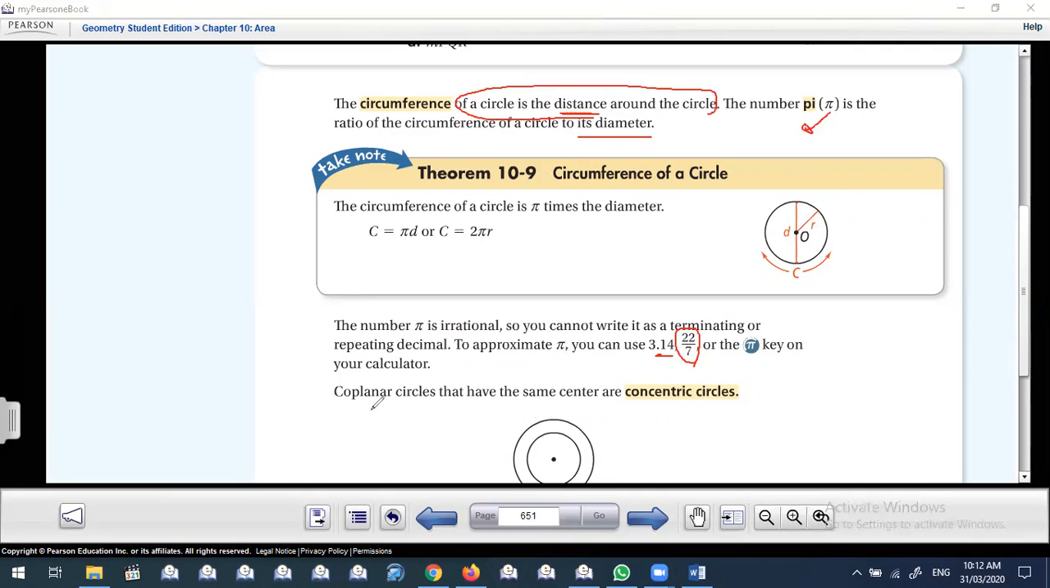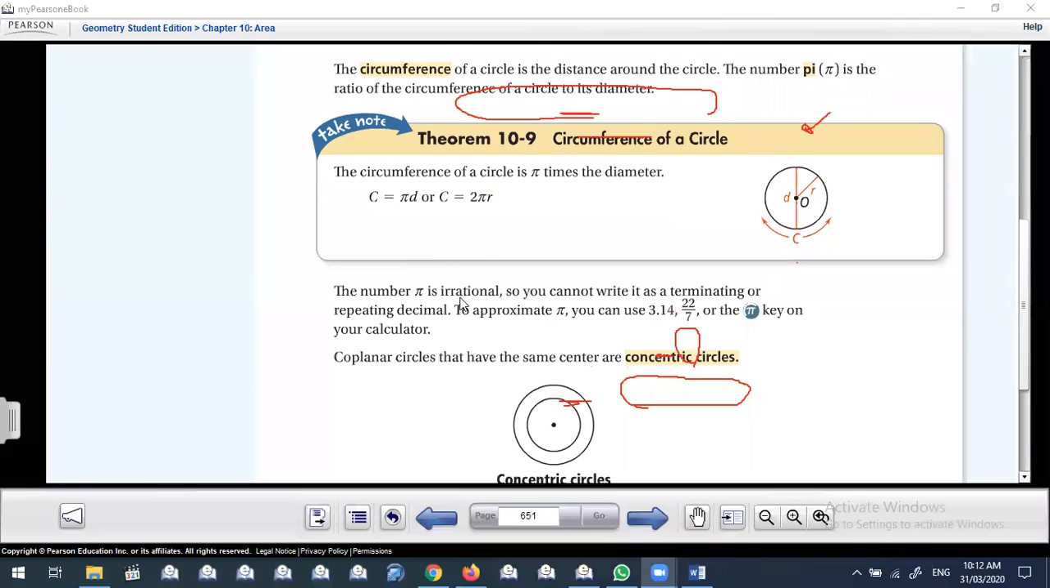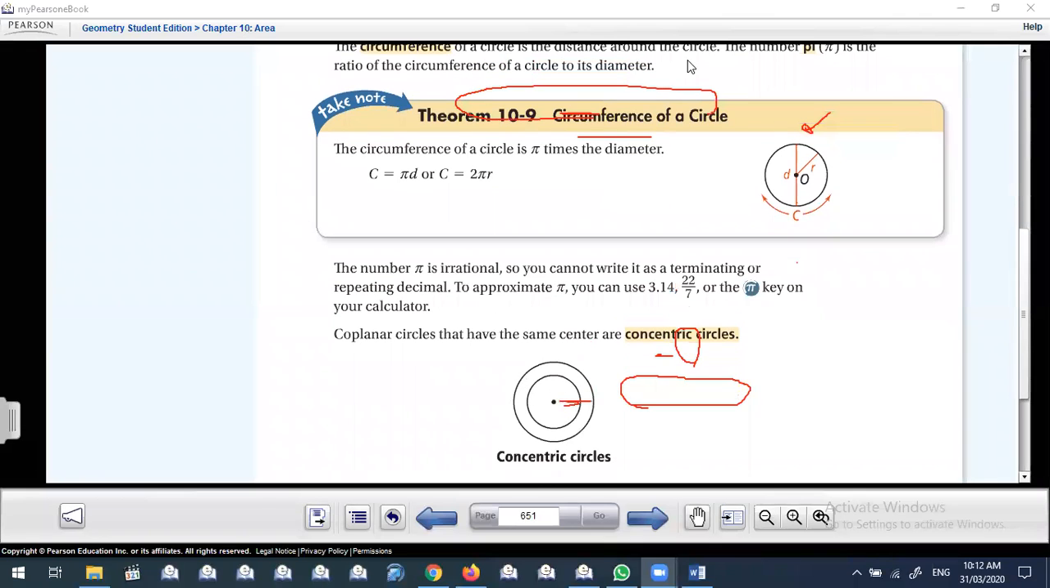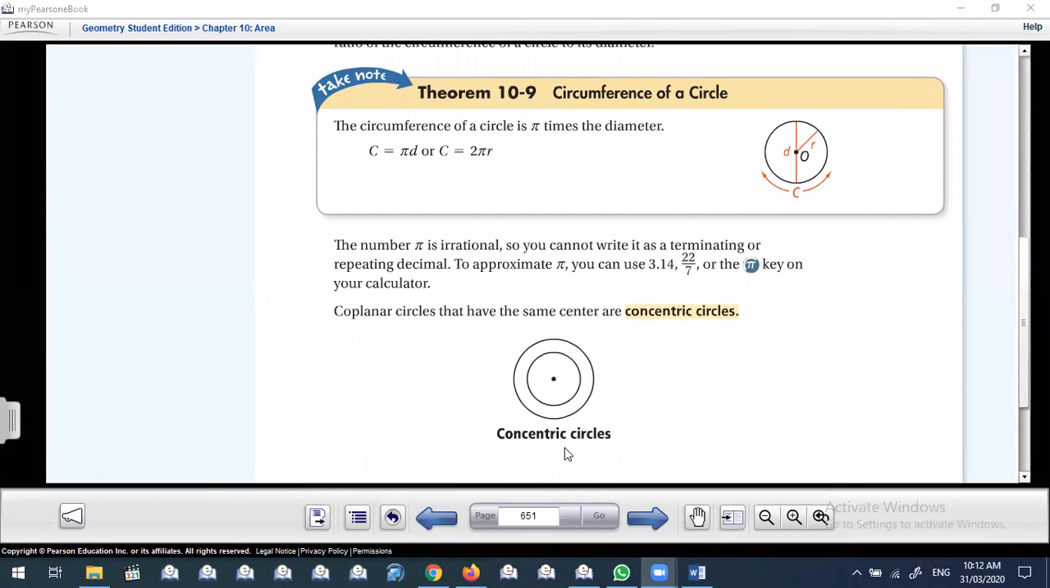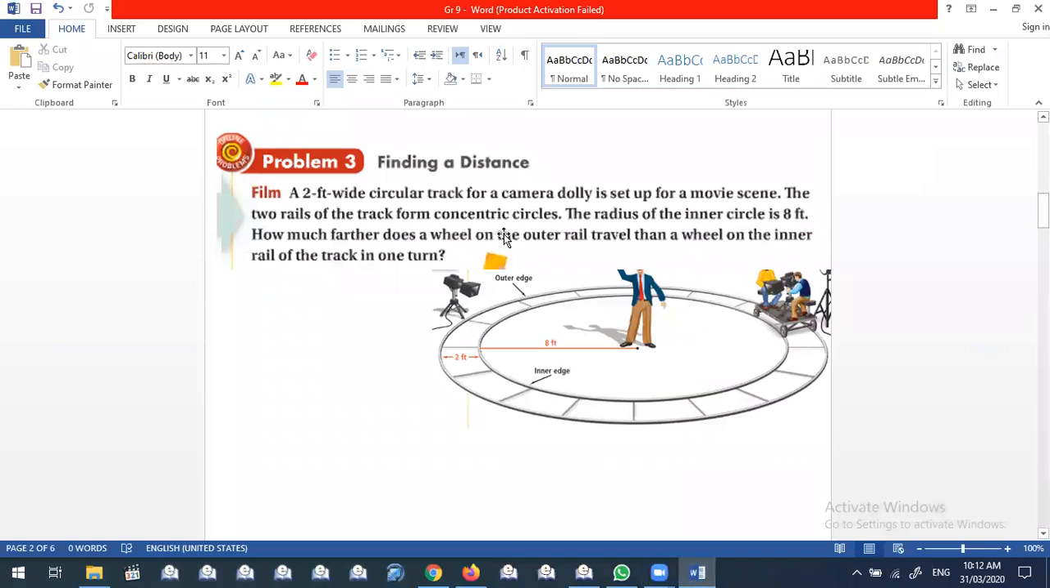Here we have coplanar circles that have the same center, called concentric circles. Concentric circles means two circles have the same center. If you have two circles with the same center, they are called concentric circles. Let's see the first exercise of this part.